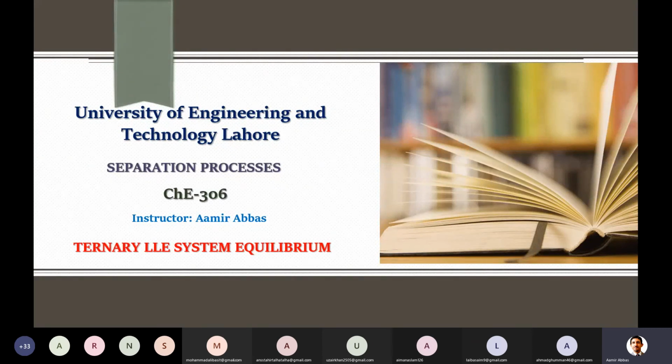But before we directly jump towards design calculation, there are a few things in between which need to be discussed, and that is the ternary liquid extraction system equilibrium. So I think in this lecture and the next lecture, hopefully we will cover all this content.